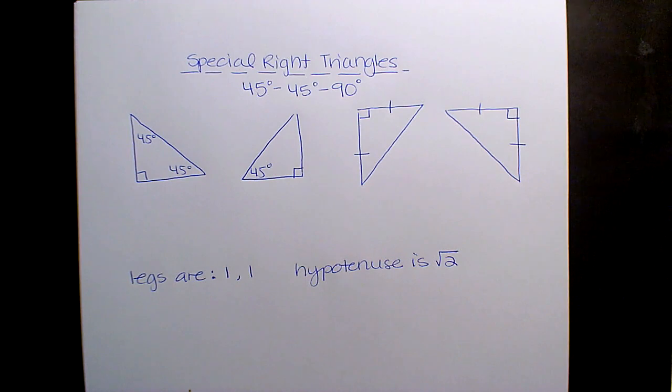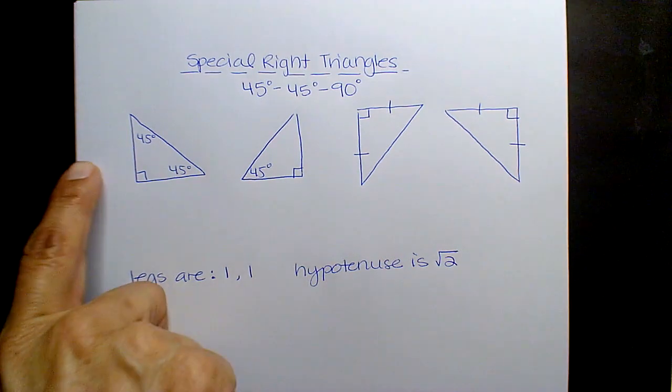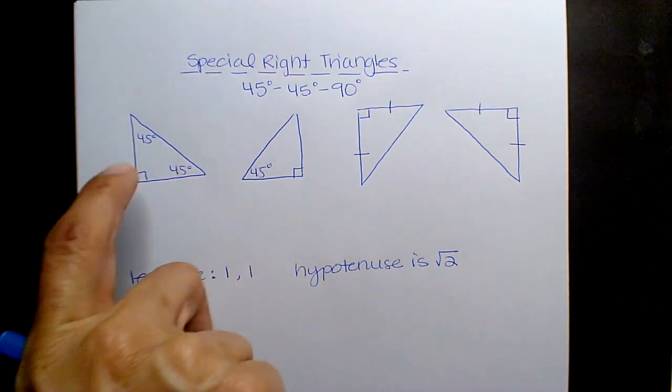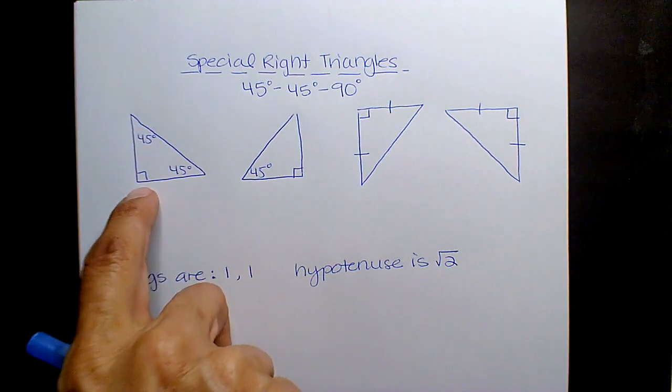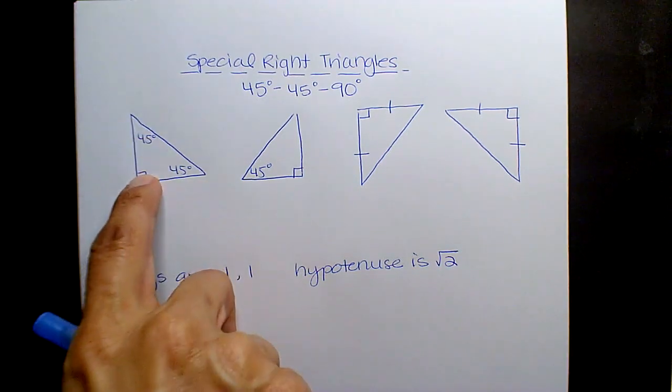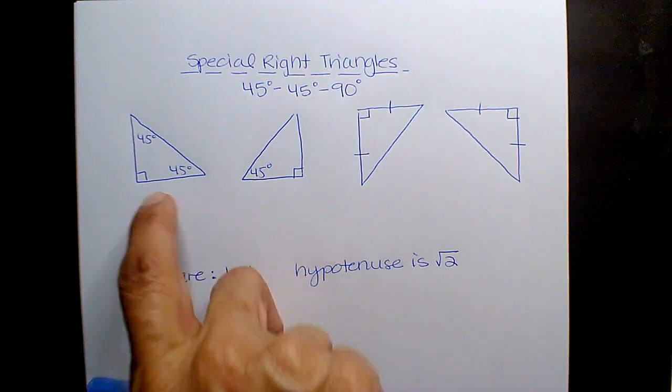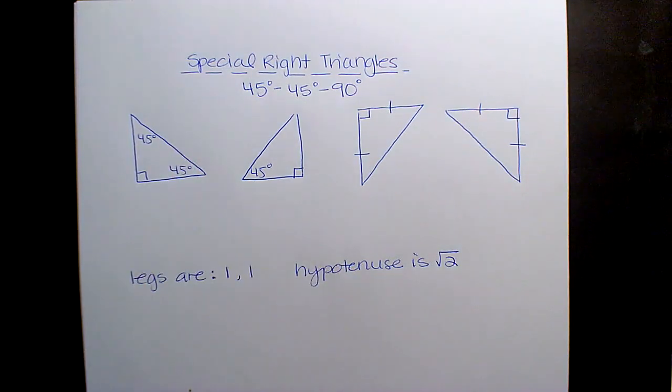Now, you have a triangle. A triangle has 3 sides. Your legs are the sides that form the 90 degrees. Your hypotenuse is always the side opposite the 90. Kind of like the Pythagorean theorem. You guys know your hypotenuse is C. It's always opposite the 90.